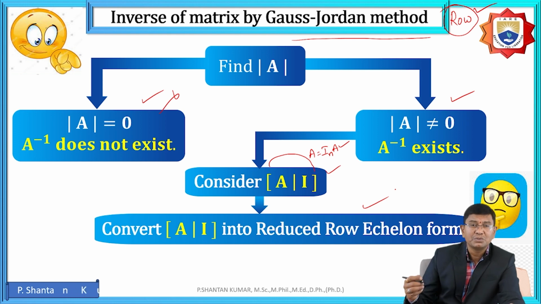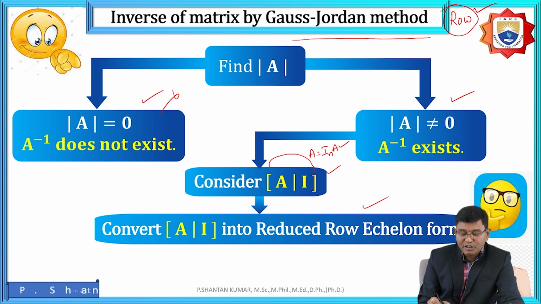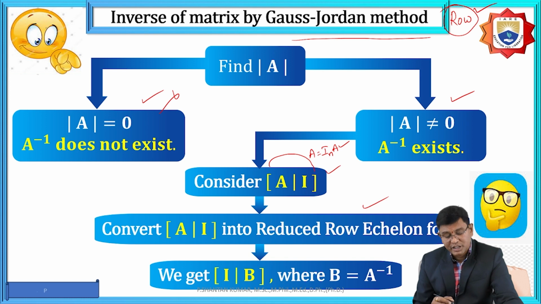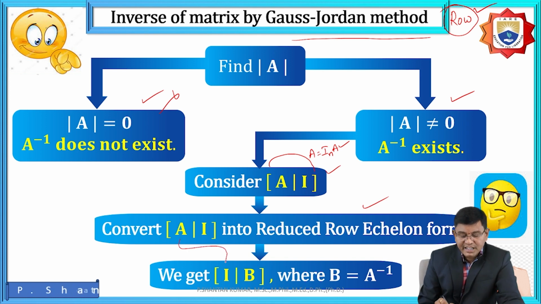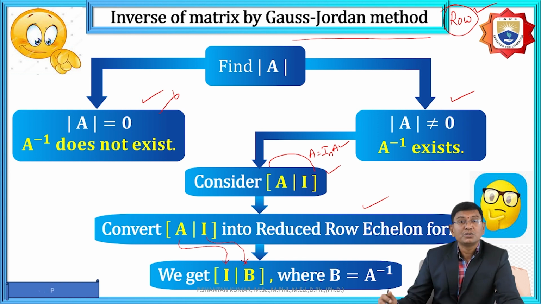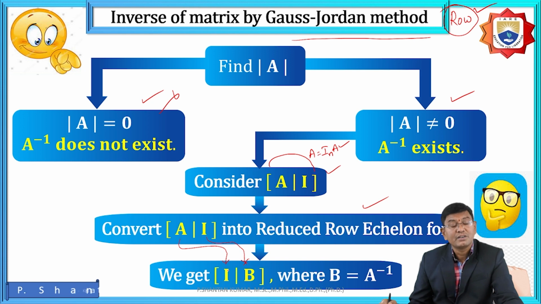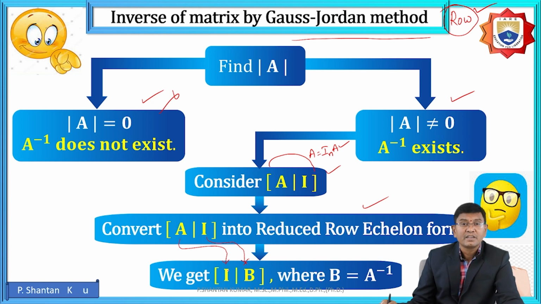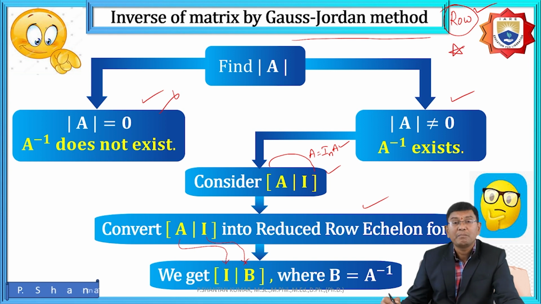As we know how to reduce it to echelon form, only by applying the elementary operations, we need to reduce it so that matrix A is reduced to I and I is reduced to B. That means by applying the row operations, A is reduced to I and I is reduced to B. And here B is called the inverse of the matrix. This is the clear procedure of the Gauss-Jordan method to find the inverse of the matrix. But we need to remember that only row operations should be applied.